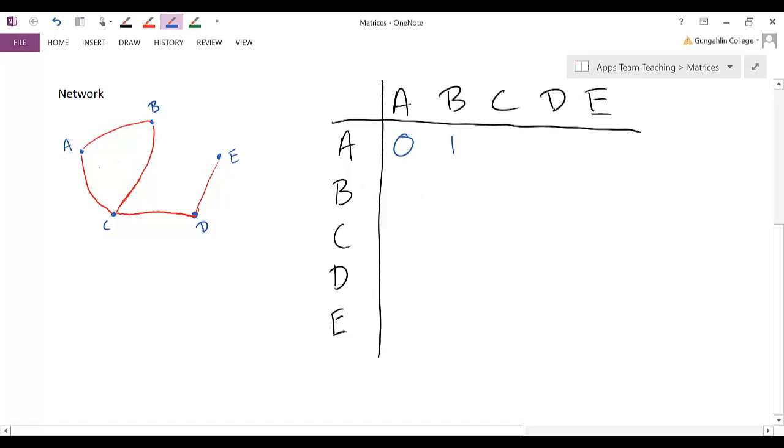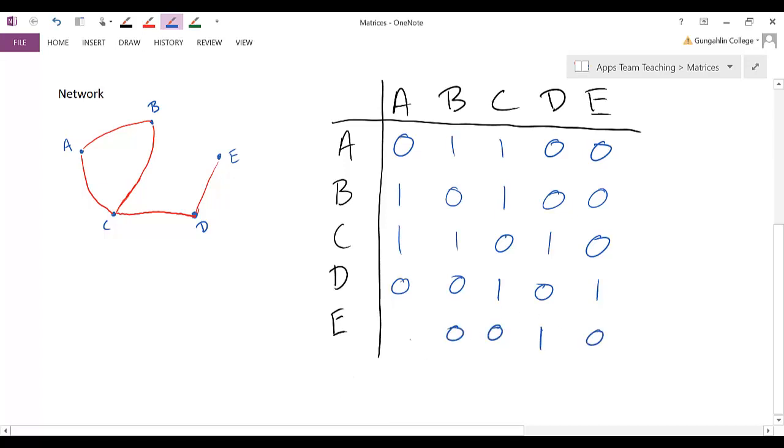Yes. Is A connected to C? Yes. Is it connected to D? No. E? No. Okay, and then we can go through again. Let's think about town B. B is connected to A and C. It's not connected to itself. It's not connected to D or E. And then we can go on like this. So C is connected to A, B, and D, but not to itself or E. D is connected to C and E, and nothing else. And E is connected to D, but not any of the other towns.